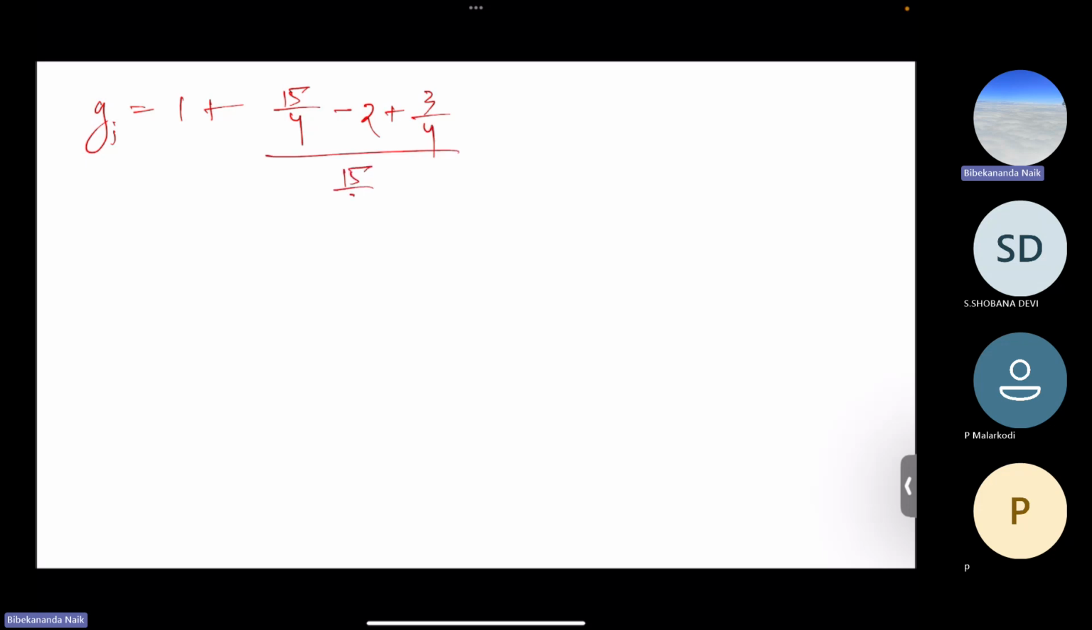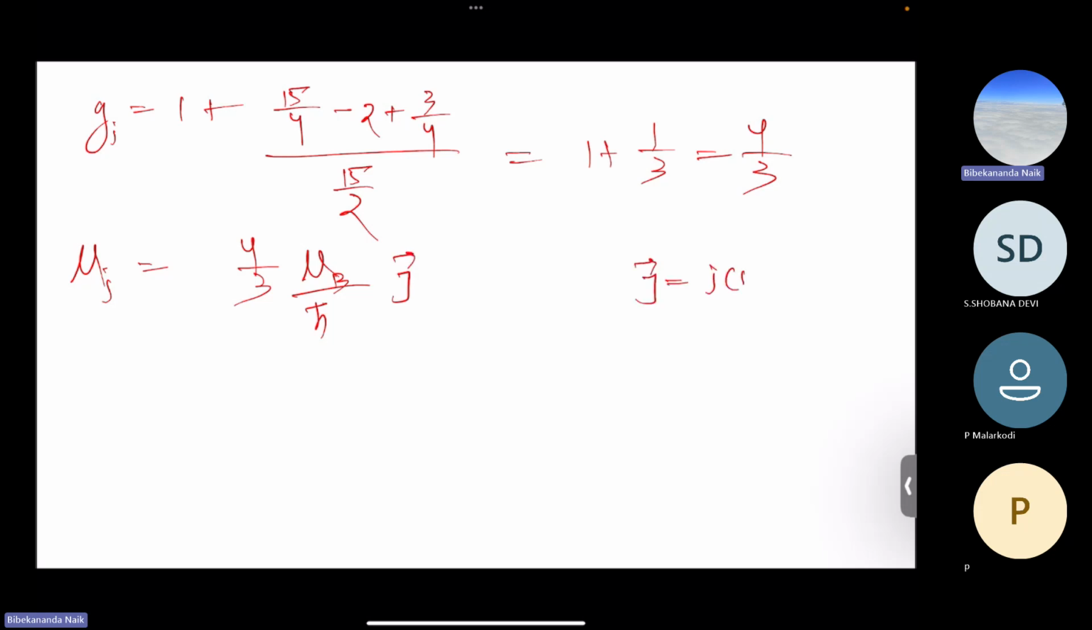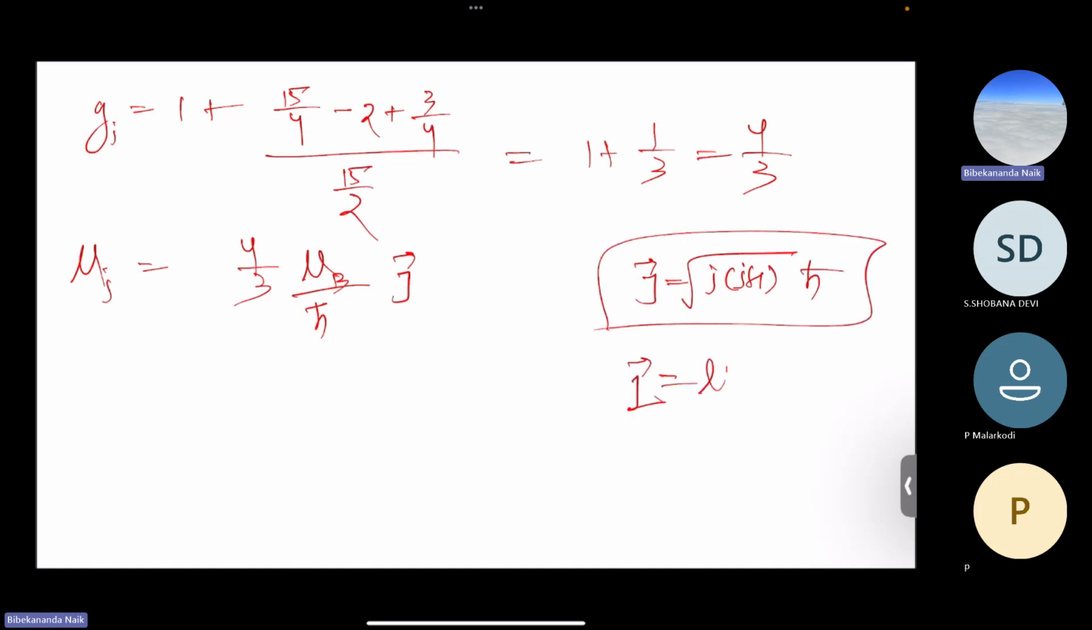So if you calculate, Gj will be 1 plus 15 by 4 minus 2 plus 3 by 4 divided by 15 by 2. It will be 1 plus 1 by 3, that is 4 by 3. So the value of Gj is 4 by 3. So mu j is 4 by 3 mu b by h cross into j vector. And the value of j vector will be root over j into j plus 1 times h cross, like the value of L vector was root over L into L plus 1 times h cross, and the value of S vector was root over S into S plus 1 times h cross.